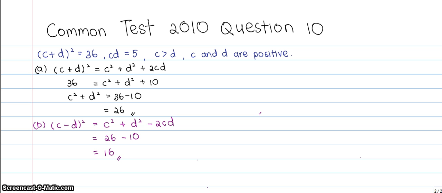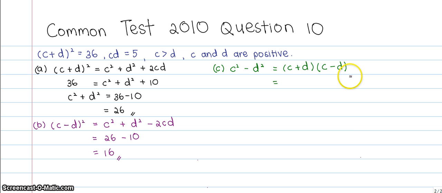Okay, let's move on now to part C, which is the last part of this question. Part C requires us to find c² - d². This should look familiar to most of you. c² - d². How do you factorize it? By now you should be able to tell me that c² - d² equals (c + d) times (c - d). How do we find c + d and c - d?